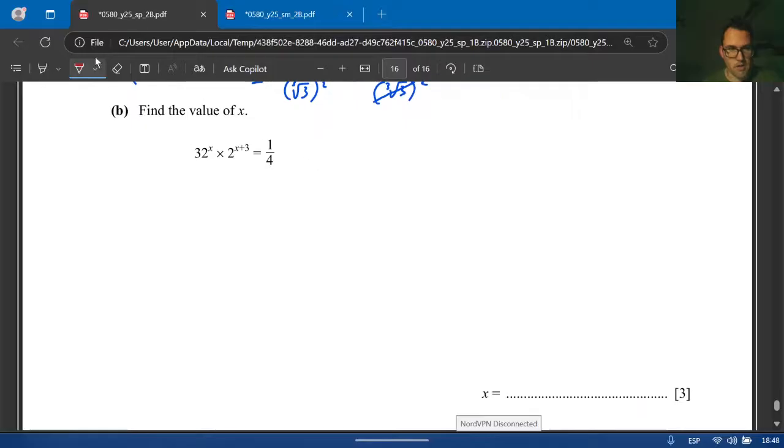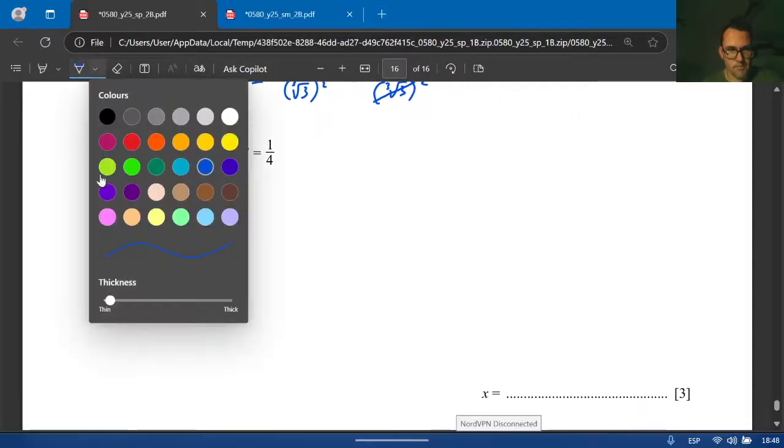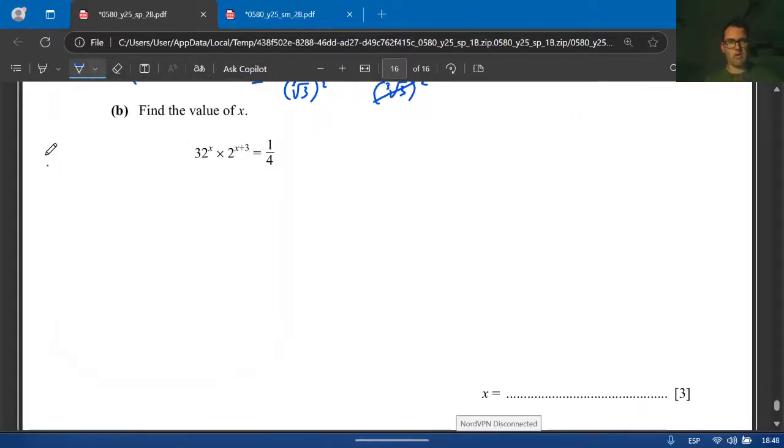Okay, last question. This is the final one. They want to really get to you. Okay. Now, see that 2? We can get all of these as 2. Okay, this is powers of 2. Let's look at the powers of 2.